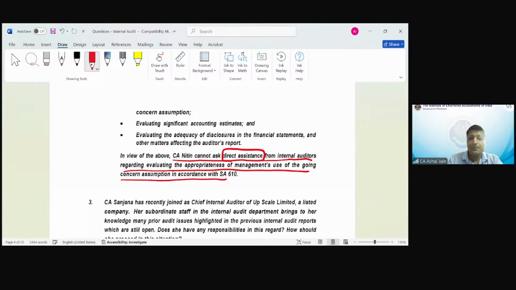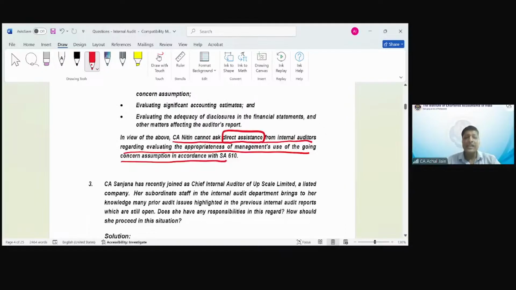Okay, next question. CA Sanjana has recently joined as Chief Internal Auditor of Upscale Limited. It's a listed company. Her subordinate staff in the internal audit department brings to her knowledge many prior audit issues highlighted in the previous internal audit reports, which are still open. Does she have any responsibilities in this regard? Number one, how should she proceed in this situation?